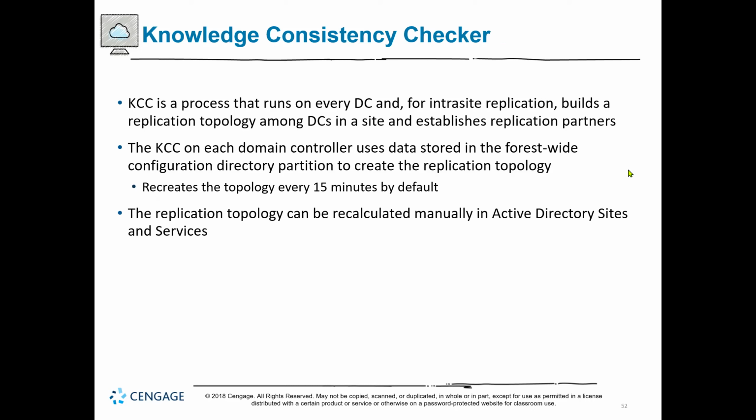KCC is a process that runs on every DC, and for intra-site replication builds a replication topology among DCs in a site and establishes replication partners. The KCC on each domain controller uses data stored in a forest-wide configuration directory partition to create the replication topology. It recreates the topology every 15 minutes by default.